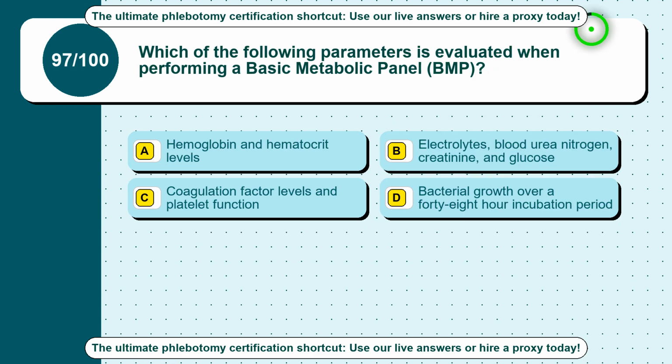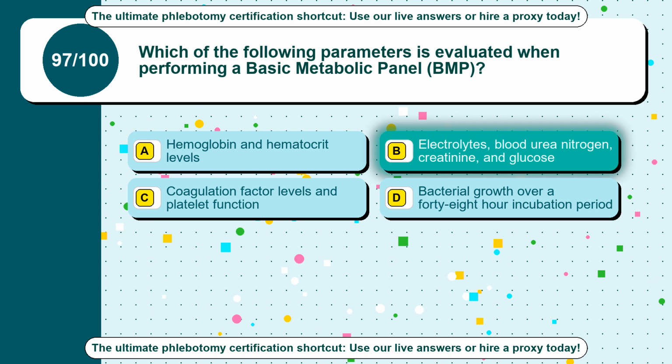Question 97. Which of the following parameters is evaluated when performing a basic metabolic panel, BMP? Option A, hemoglobin and hematocrit levels. Option B, the electrolytes, blood urea nitrogen, creatinine, and glucose. Option C, coagulation factor levels and platelet function. Option D, bacterial growth over a 48-hour incubation period. The correct answer is option B, electrolytes, blood urea nitrogen, creatinine, and glucose.